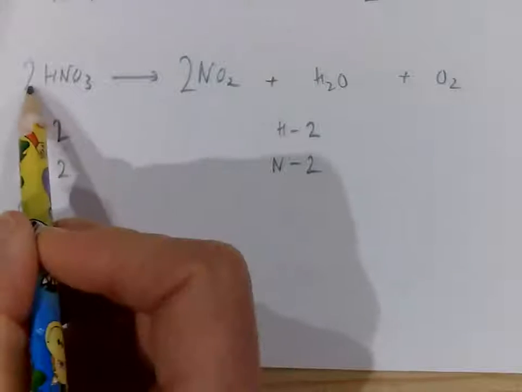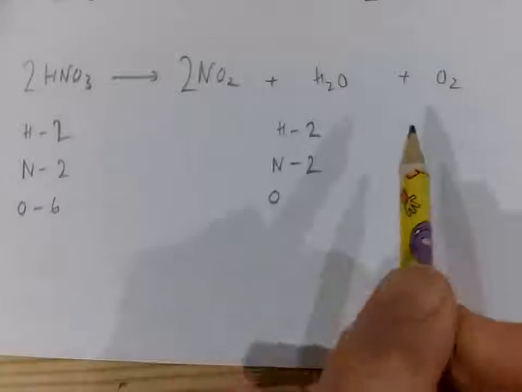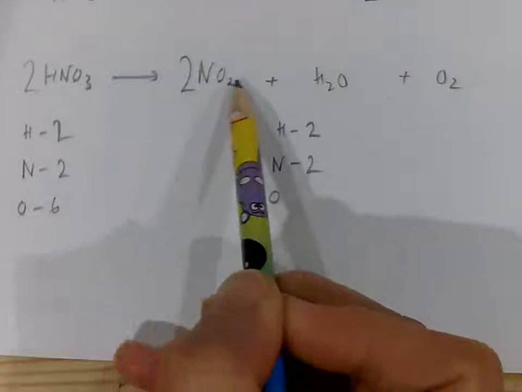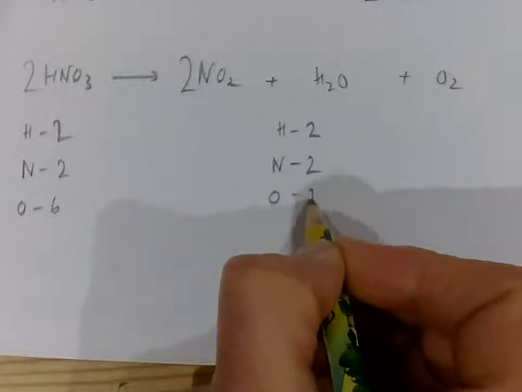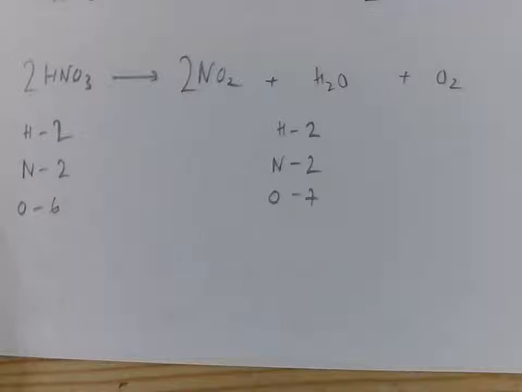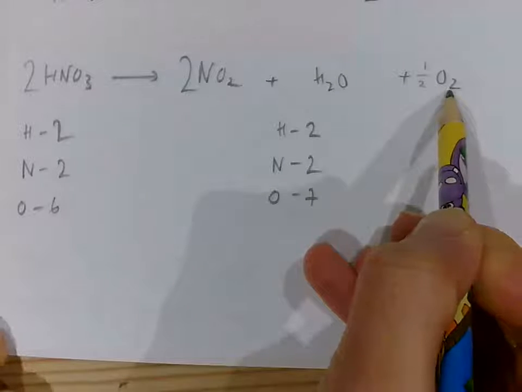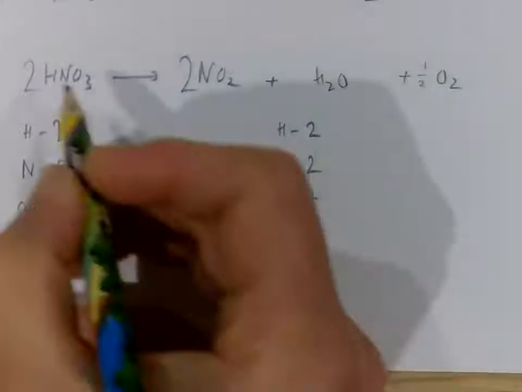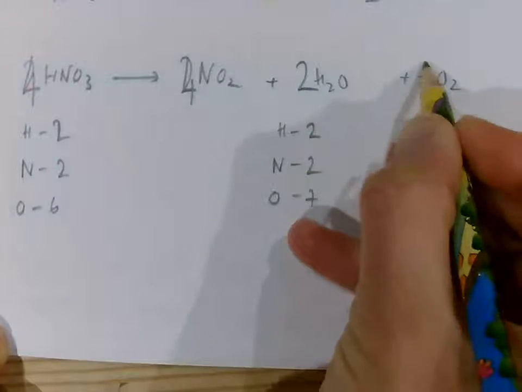Oxygens. I've got 2 lots of 3, so I've got 6 on this side. I've got oxygens all over the place here. I've got 4 here, 2 lots of 2, so 4, 5, 6, 7. 7 oxygens here. So this is a bit awkward. Really what I want to do is put a half in front of here and only have 1 of those oxygens there and not 2 of them. But I can't do that. I can't have a half. So what I do instead is I just double everything up here. 4, 4, 2, and a 1.